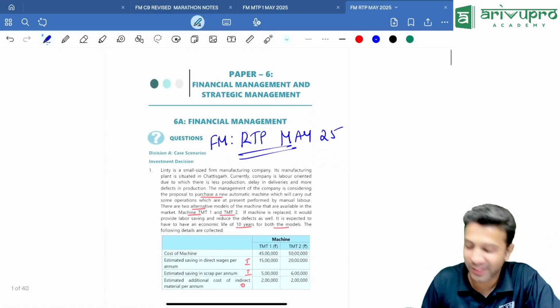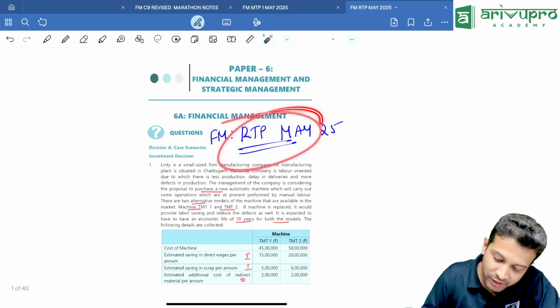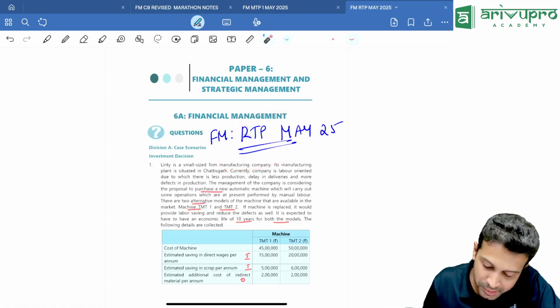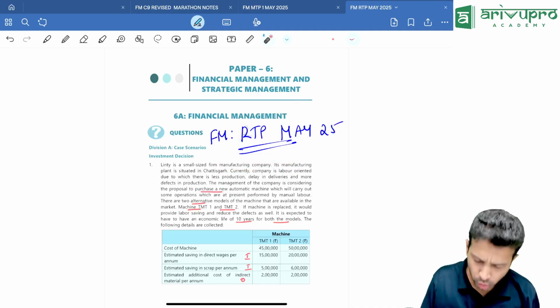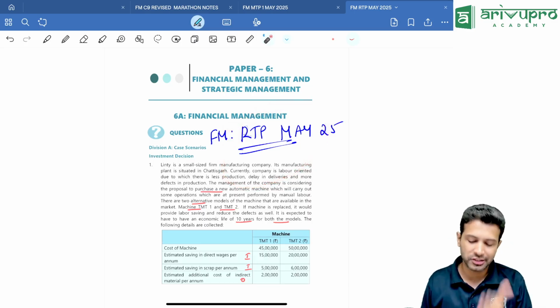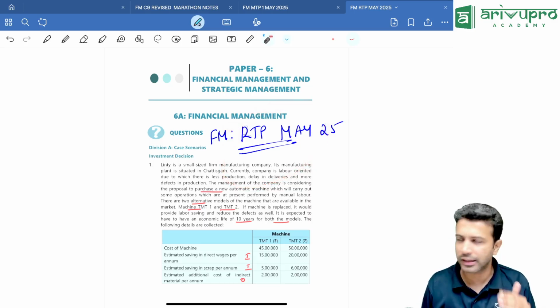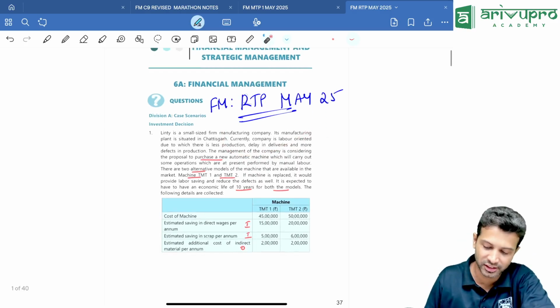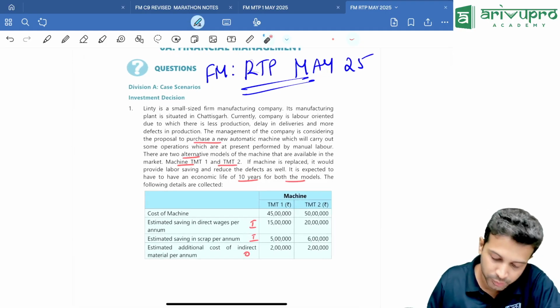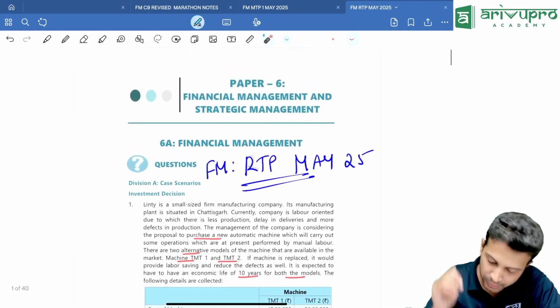So now we'll be taking up the FM RTP, Financial Management ka RTP May 2025 review we shall be doing. Overall, some good questions have been added, some 4-5 good questions have been added in this RTP. So I would rate this as a pretty good, better RTP comparatively from ICAI this time. Okay, so let's see and review what we can learn from this particular RTP's questions.